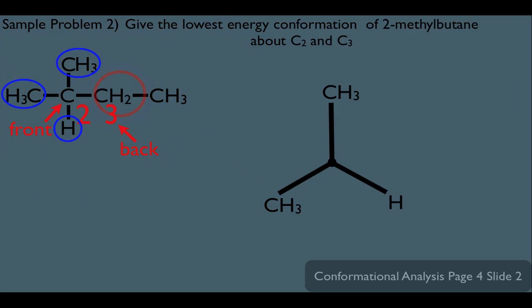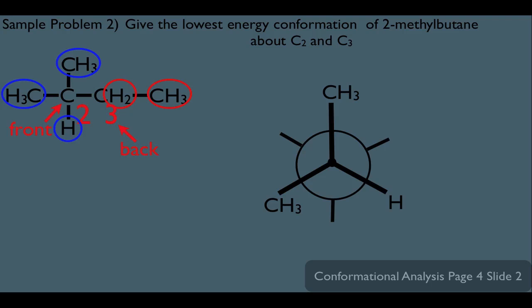Now, working our way to the back carbon here, remember, he has the 2 H's and he has a methyl. So let's place up our back carbon here. Now remember, we want the lowest energy conformation, so you should place that back carbon in a staggered conformation. Again, because we know staggered is lower energy than eclipsed. But here's where we want to slow down. Think about this for a second.